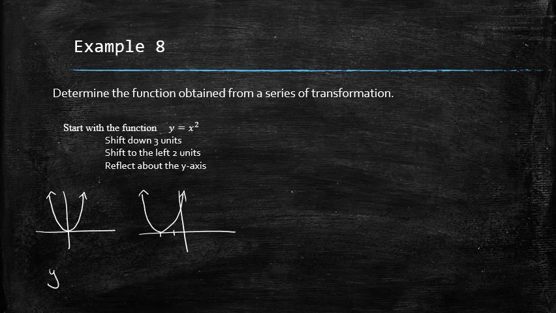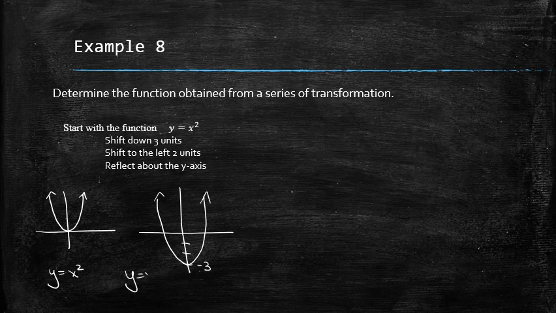Okay, so the first one was y equals x squared. Oh, sorry, let me erase this. Down 3 units. Let's do that first. So we're going to shift the graph down 3 units. So this gives us the graph of y equals x squared minus 3. And now we want to move it to the left 2 units.